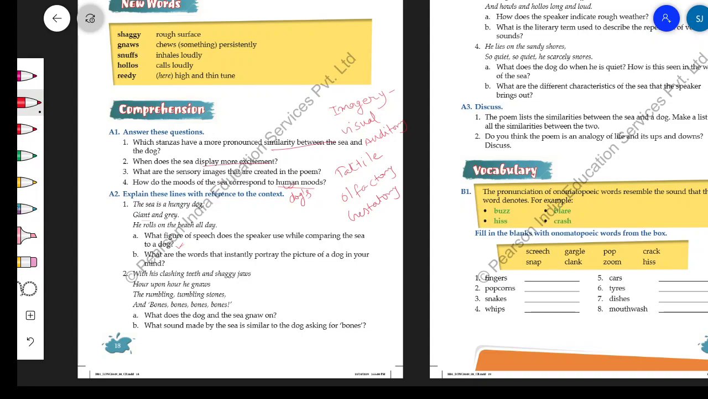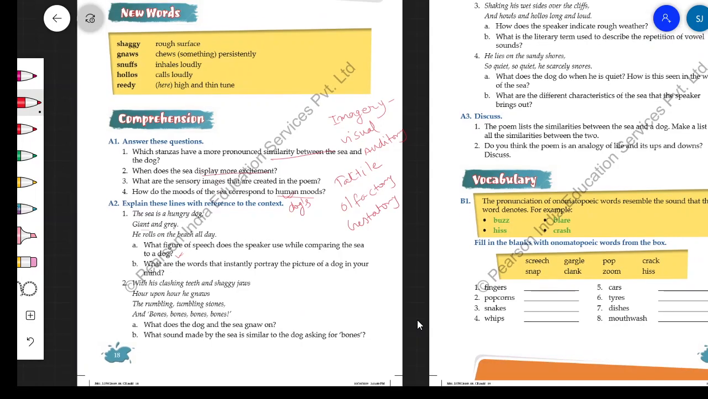Okay, now let us look at the next RTC. With his clashing teeth, oh sorry, this one is already done, so let's move to the next one. Shaking his wet sides over the cliffs and hauls long and loud. So how does the speaker indicate rough weather? Well, the speaker indicates rough weather by using the words hauls and hollow, which suggests that the weather is very wild and stormy.